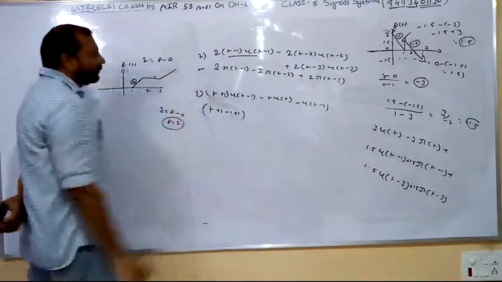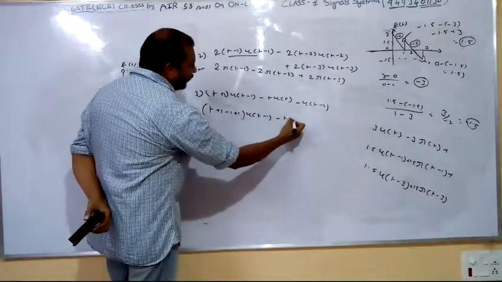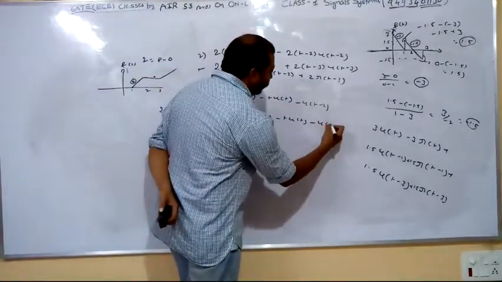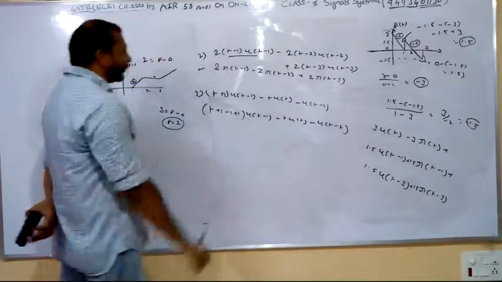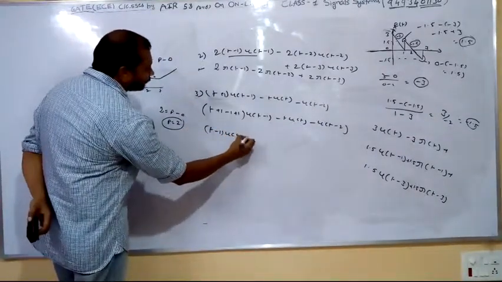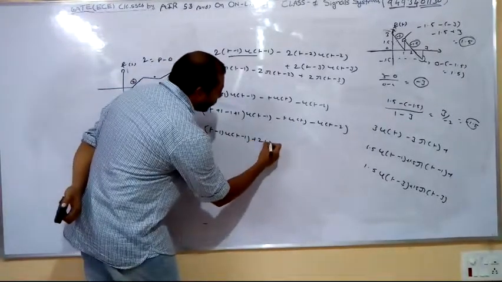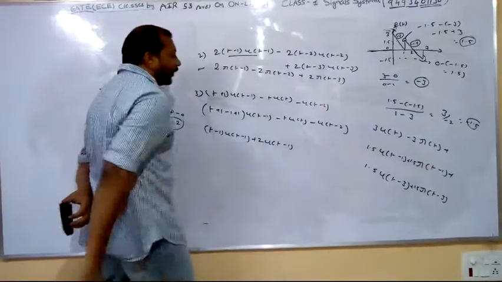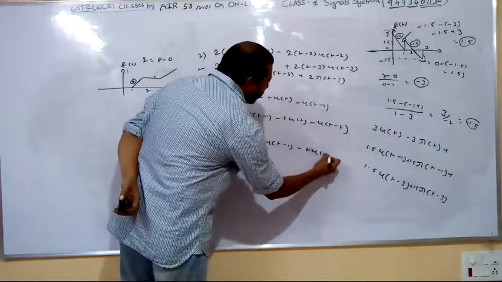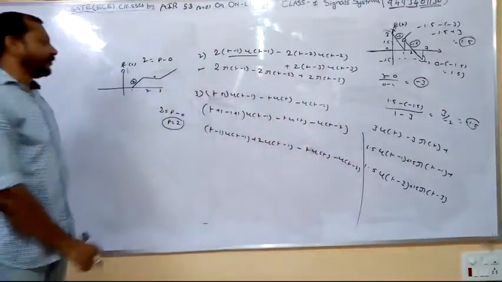So this can be represented like this. We have to separate it like this, equal to minus t into u of t and u of t minus 2 minus u of t minus 2. Now from this you can write t minus 1 into u of t minus 1 plus 2 into u of t minus 1 minus t into u of t minus u of t minus 2 minus u of t minus 2. This is the modification of the expression.